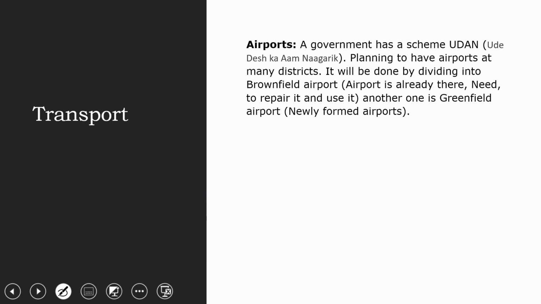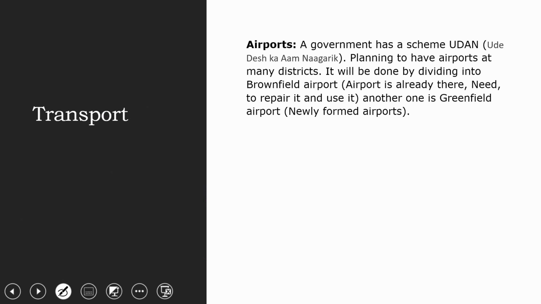Then airports. The government has a scheme called UDAN, Ude Desh Ka Aam Nagarik, and under this scheme they have a plan to have airports at many districts, and it will be done by dividing into brownfield and greenfield. So what is a brownfield airport? Those are airports where the airport was already there but it is not operable. We need to repair it.